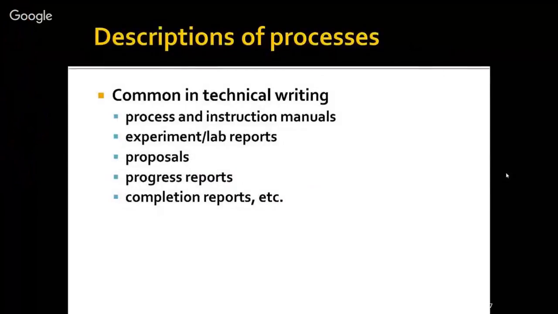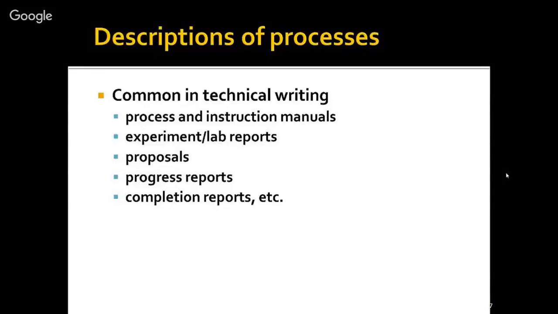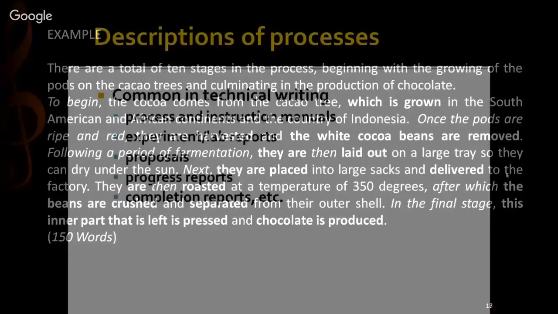The descriptions of processes. Process description is very common in technical writing, that is process and instruction manuals, experiment or lab reports, proposals, progress reports, completion reports. In technical writing, description of process is used a lot.